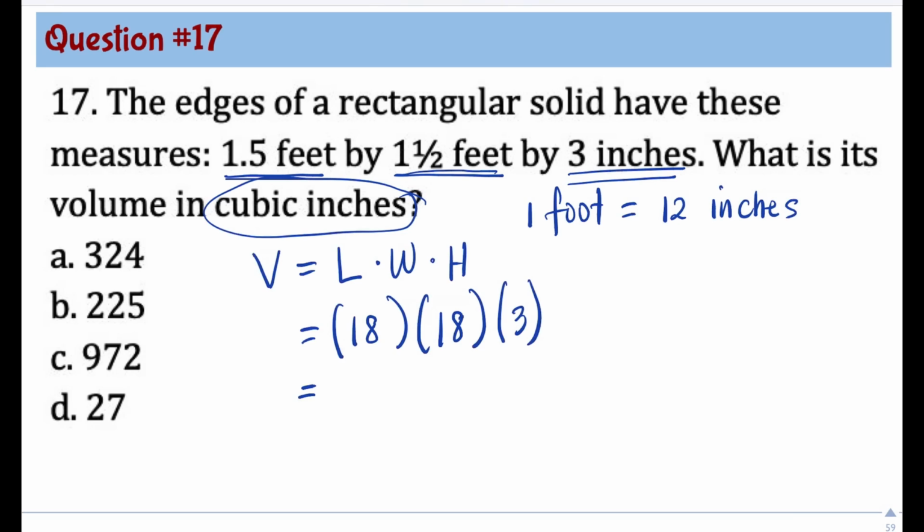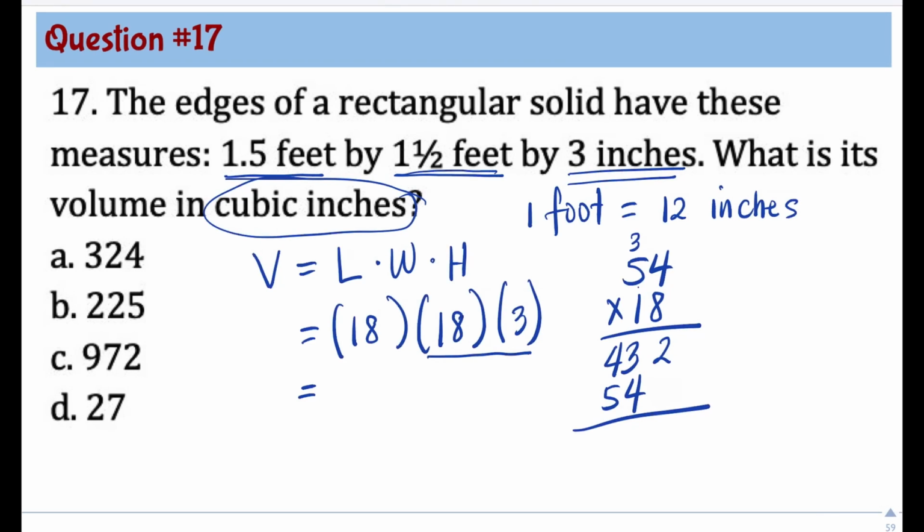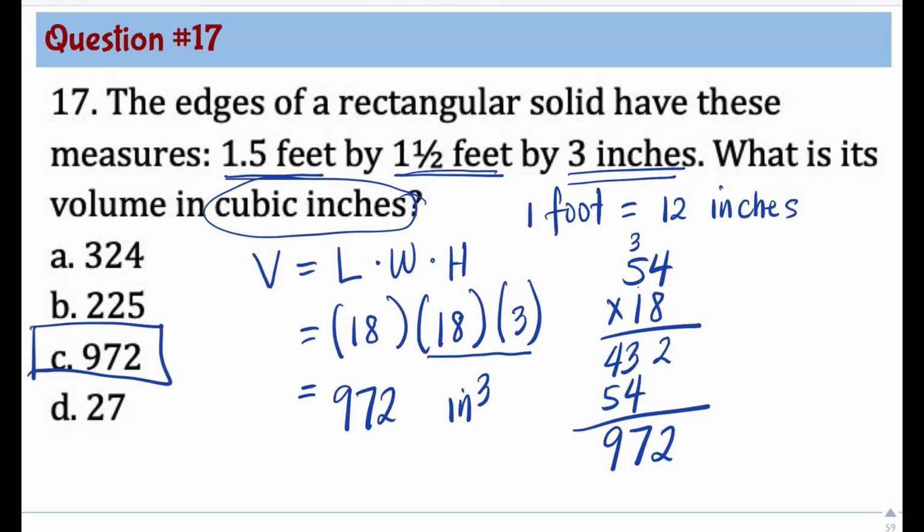So to calculate the volume, I will just multiply 18 by 3 first, which is 54. And I will multiply 54 by 18. So 8 times 4 is 32, carry 3. 8 times 5, 40, plus 3 is 43. 1 times 4, 1 times 5. So that means the volume is 972 cubic inches. So the answer is letter C.